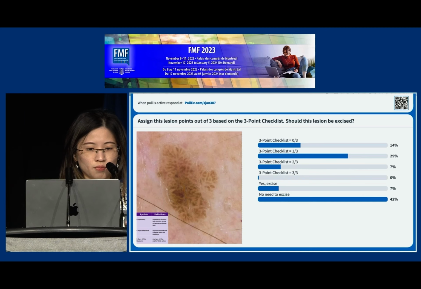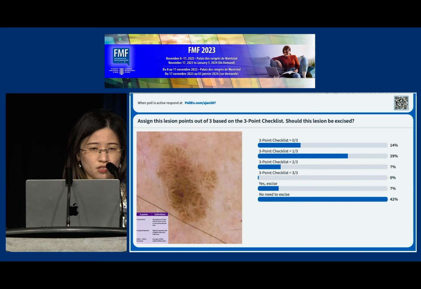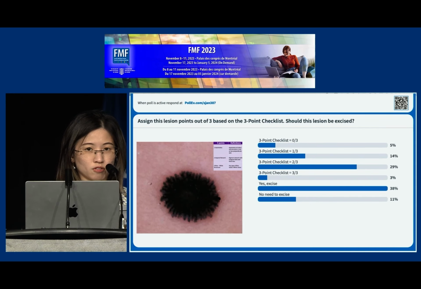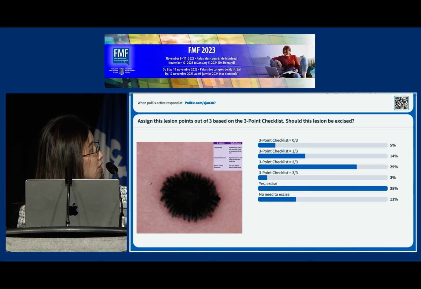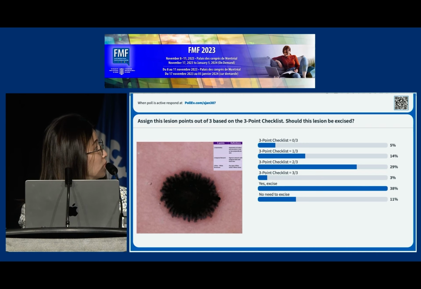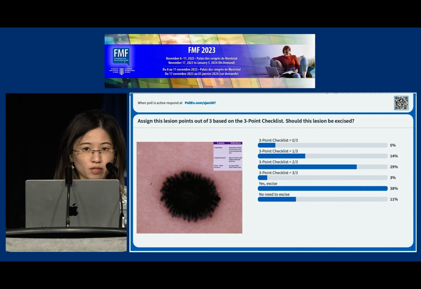Sometimes you can see a little bit of milia in the middle. It shines brightly when you look at it through the dermatoscope, and that's another sign as well. But yeah, perfect. So moving on, we have what we call a starburst pattern, and we have 2 out of 3, and excise. That's great.